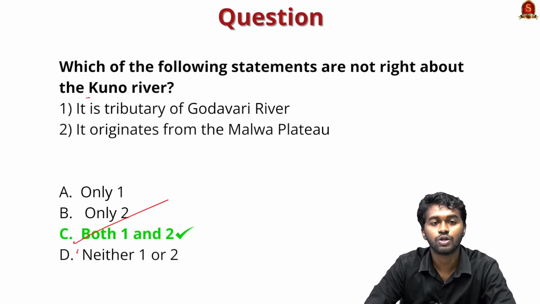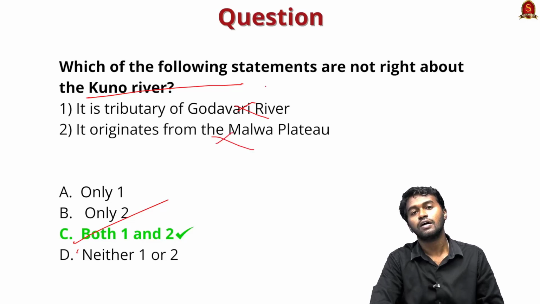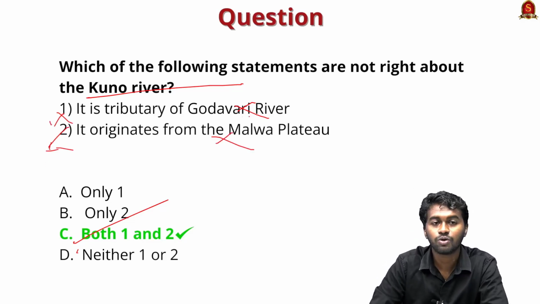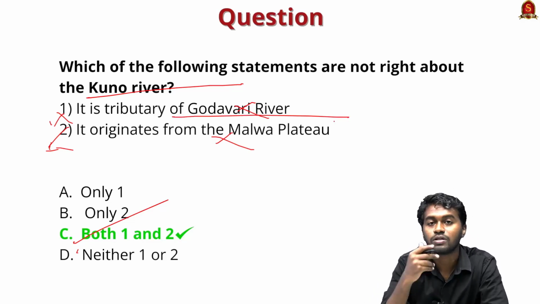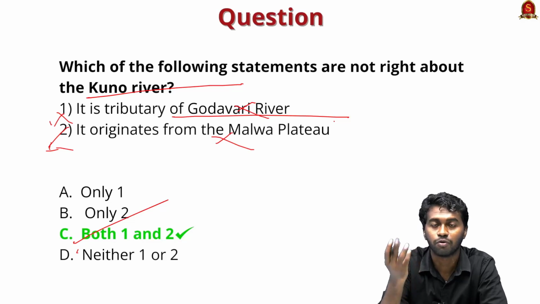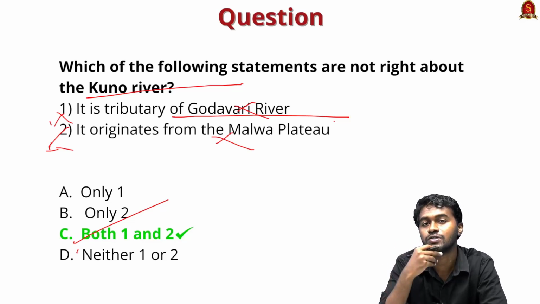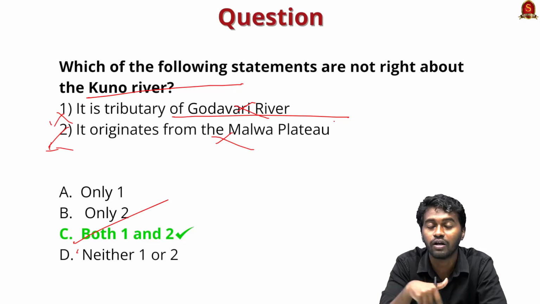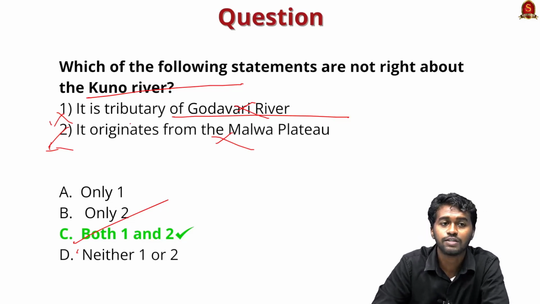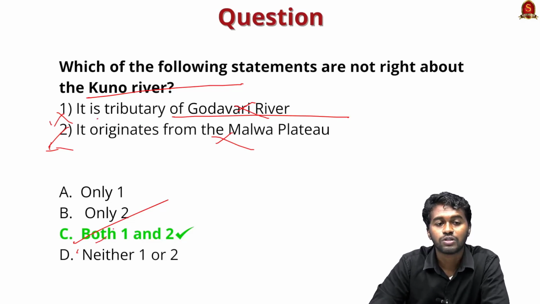The Kuno river is not a tributary of the Godavari river, and it does not originate from the Malwa Plateau. So both the statements are incorrect. Your work is to go and identify more facts about the Kuno river. What are the states the river flows through, what are the important features of this river, and is there any specific species living in or around this river? So do the homework and post it in the comment section. The answer for this question is option C, both 1 and 2.